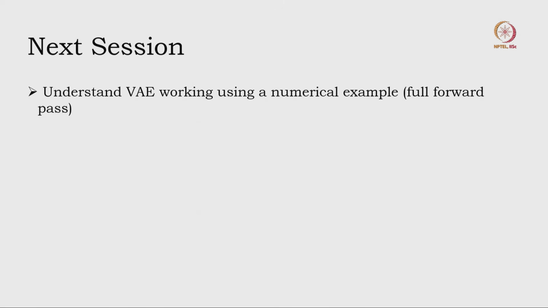So far we have seen the detailed architecture of the encoder and decoder, and then we have seen the most important concept, called the reparameterization trick. In the coming session, we will understand the entire working mechanism of VAE by solving one numerical example, so that the overall flow will be very clear.